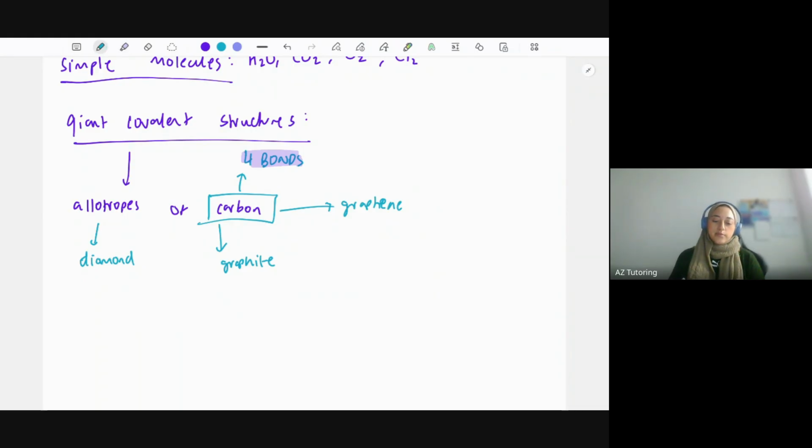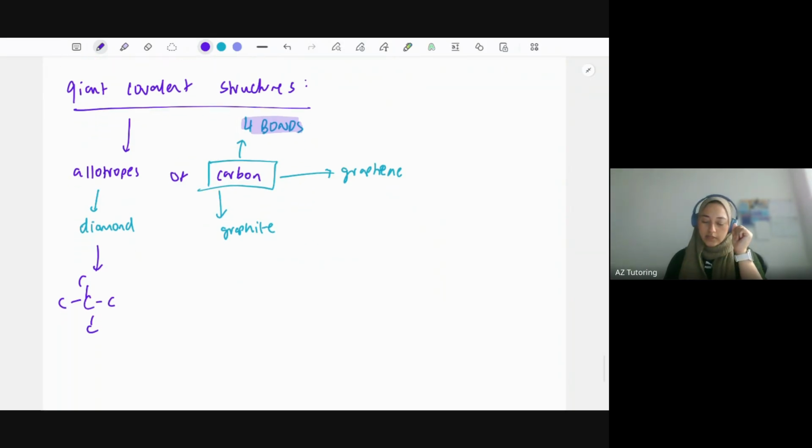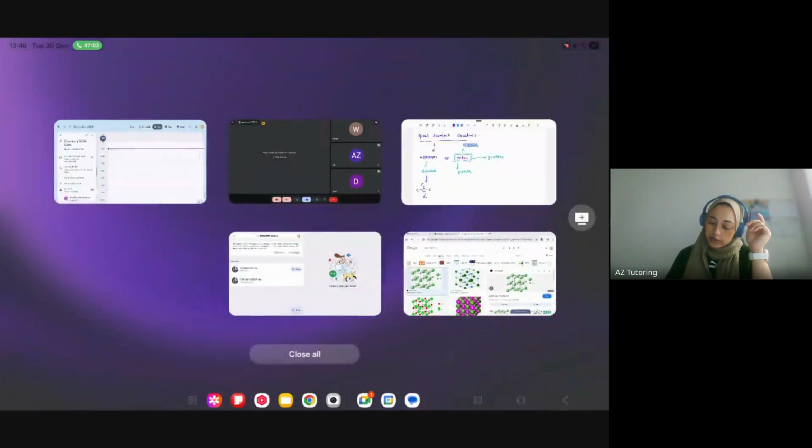Okay, so the way diamond is bonded, each of its carbons is bonded to 4 other carbons. Okay, so each carbon is bonded to 4 other carbons, and that structure repeats. So there's no delocalized electrons, meaning no free electrons. So I'll just get a picture.